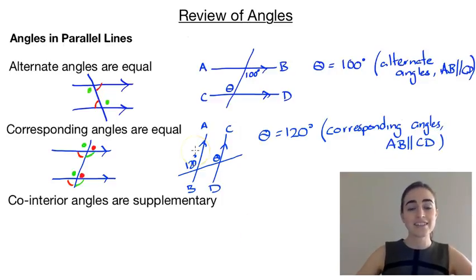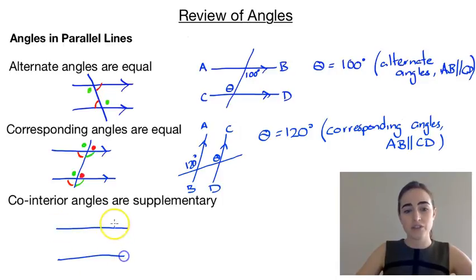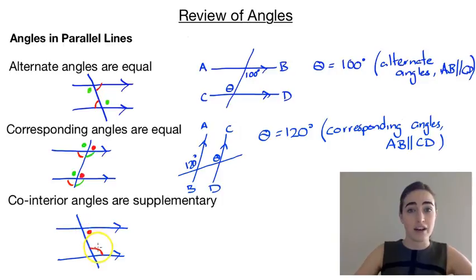Okay, our last set of angles in parallel lines are what's called co-interior angles. And co-interior angles are supplementary. So if we have our 2 parallel lines, we've got our transversal. There's 2 pairs of co-interior angles. One is this one here and this one here. And I've used different symbols this time because they're not the same size. They're supplementary, which means this angle and this one add up to 180.